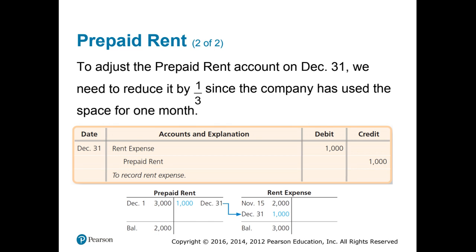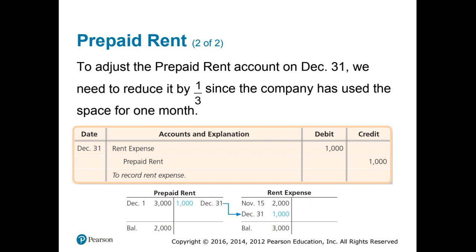To see how that affects the T account, on December 1st, we had $3,000 sitting in our prepaid rent account. But then at the end of December 31st, we expense 1 month rent, so $1,000. So that leaves us with a balance of $2,000 now sitting in our T account for prepaid rent.